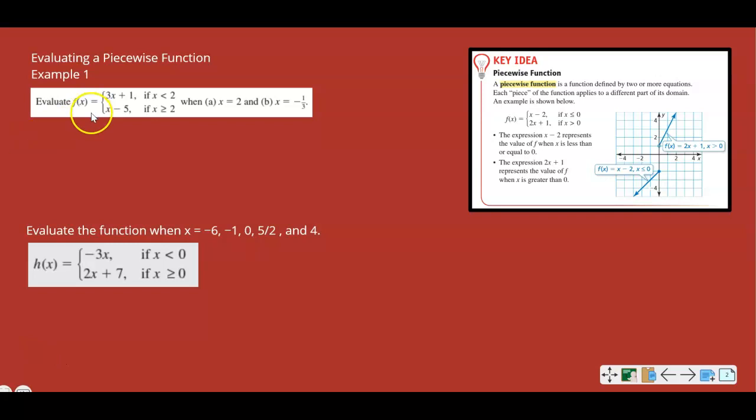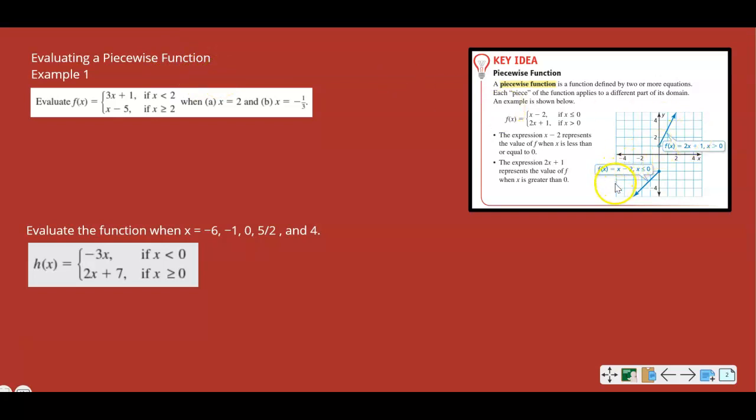All right, to evaluate a piecewise function, first you have to understand that the piecewise function has two different functions. The first function, 3x plus 1, is only defined for x less than 2. And the second function is only defined for x greater than or equal to 2. So it's a function because it still passes the vertical line test. So it's important to also remember what a function looks like, because when we're looking at the graphs, that's important.